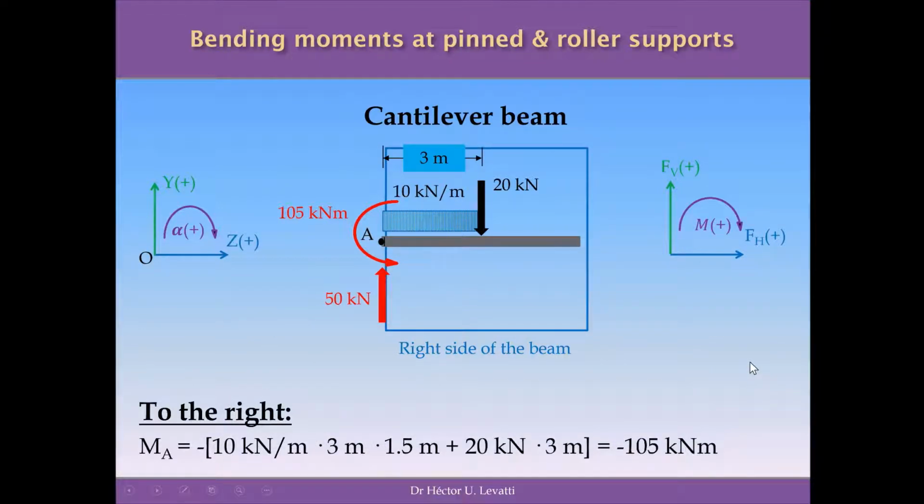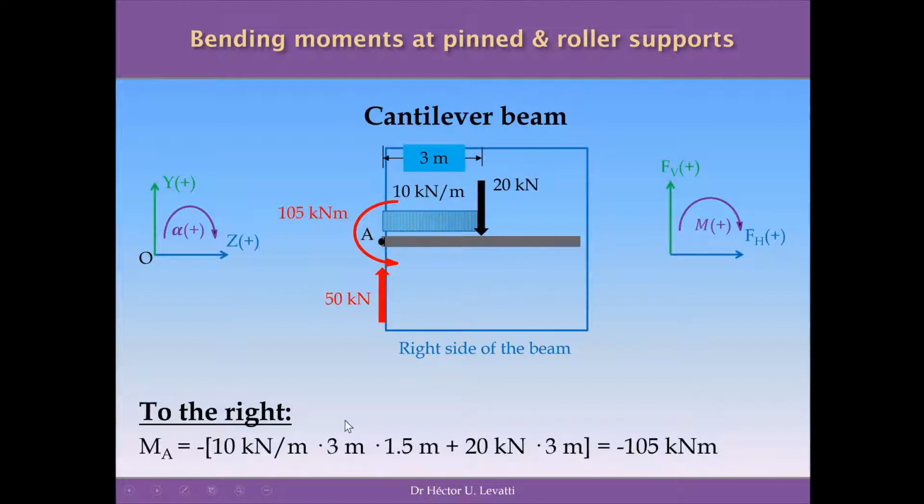If we calculate the moment at the same cross section but considering the right side of the structure, the right side includes everything inside this blue rectangle. As you see, in this rectangle we have the UDL and the point load of 20 kilonewtons, but we don't have the moment, because it is on the left side of the structure, and we don't have the reaction because it's on the left side as well.